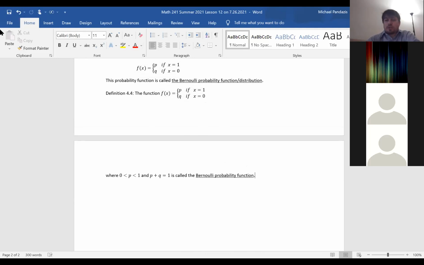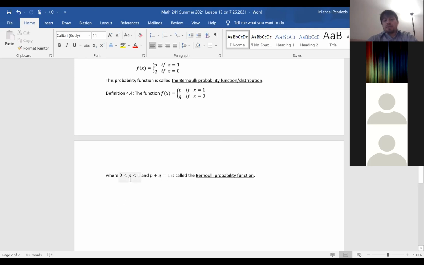And so we're not using the words success and failure. We're expressing that idea as just two polar opposite outcomes, right? 0 or 1, two possible outcomes, where P, the probability of a 1, is strictly between 0 and 1, and P plus Q is 1.